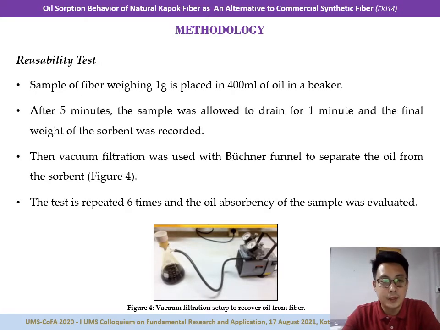Okay, this is the methodology for the reusability test. The sample of fiber weighing 1 gram is placed in 400 ml of oil in a beaker. After 5 minutes, the sample was allowed to drain for 1 minute and the final weight of the solvent was recorded. Then vacuum filtration was used with a Buchner funnel to separate the oil from the solvent, as you can see in figure 4. The test is repeated 6 times and the oil absorbency of the sample was evaluated.